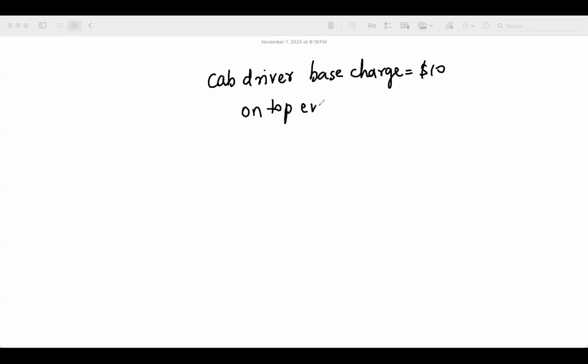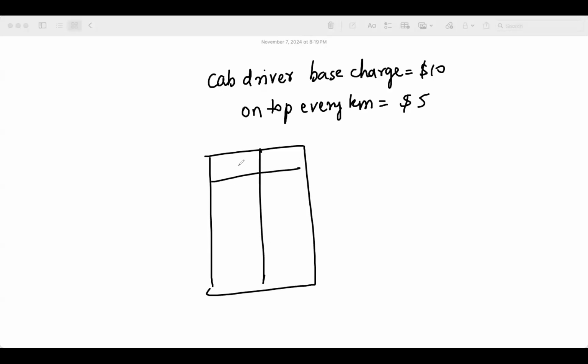Okay, now let's come to the cab driver. Cab driver, base charge is $10. On top, every kilometer was $5. From this input, we started writing a table of input and output. What is the input? Kilometers. This is the dollar value. We started writing 1 is a 15, 2 is a 20, 3 is a 25. Now 0 was a 10.